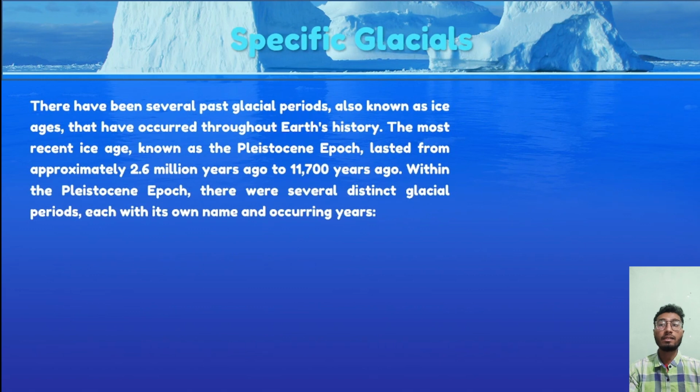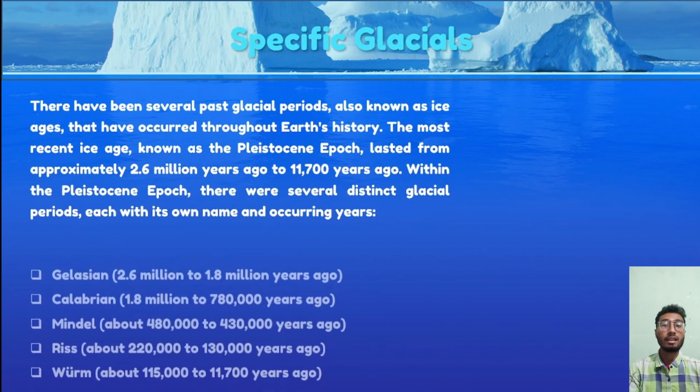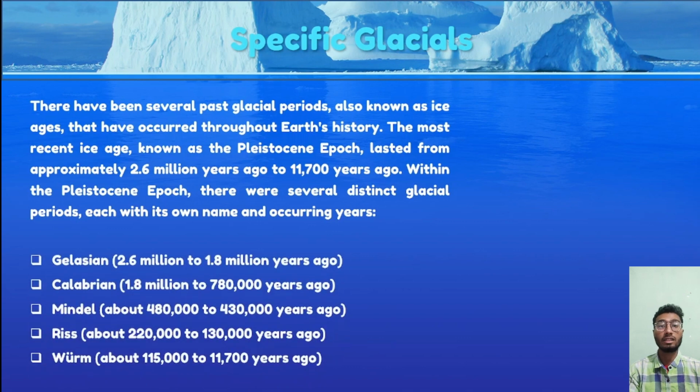Specific glacials. There have been several past glacial periods. These are the Gelasian, 2.6 million to 1.8 million years ago; Calabrian, 1.8 million to 780,000 years ago; Mindel, about 480,000 to 430,000 years ago; Riss, about 220,000 to 130,000 years ago; and Wurm, about 115,000 to 11,700 years ago.